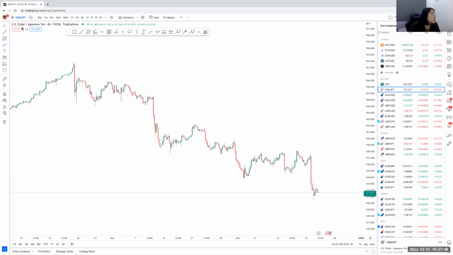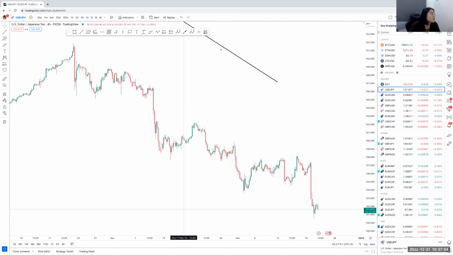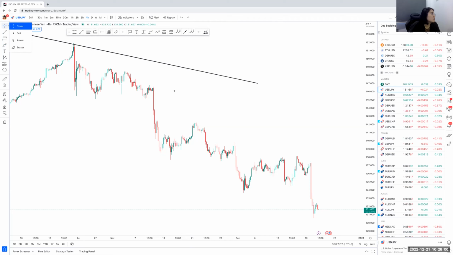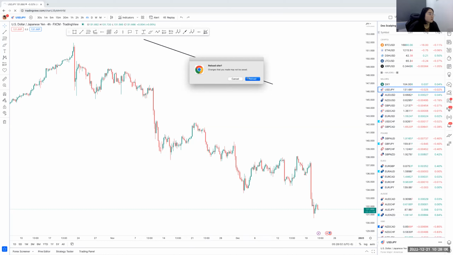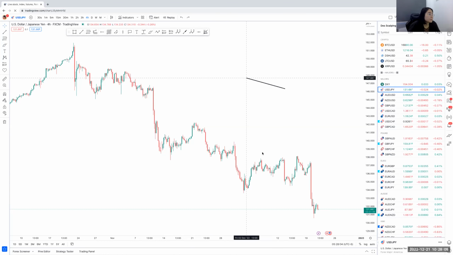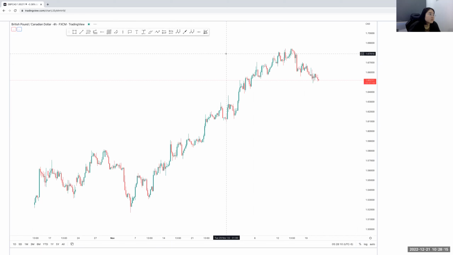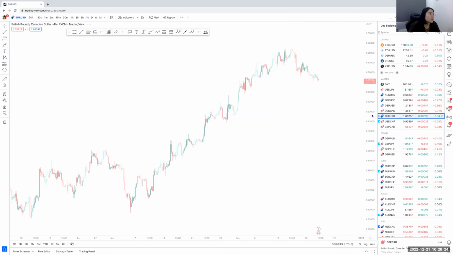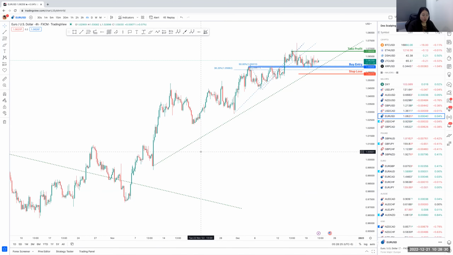I don't see a triangle here, but I do see a channel. Oh, what's going on? Okay, let me refresh. Let's try EUR/USD.